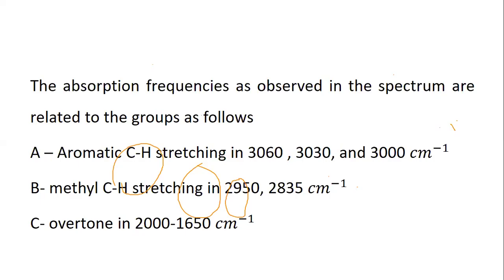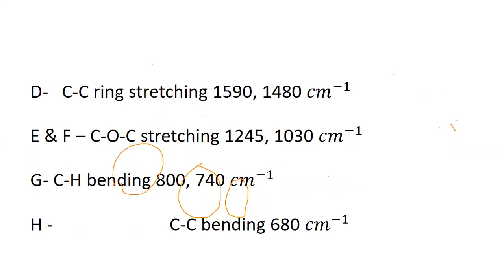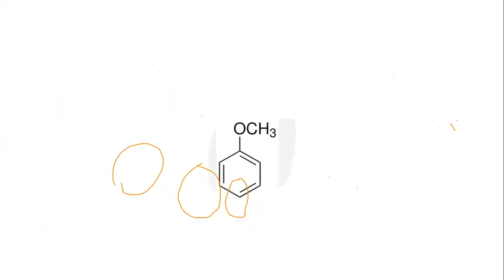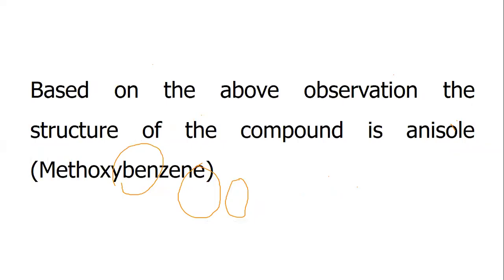Carbon-hydrogen overtone in the 2000 to 1650 per cm region. Carbon-carbon ring stretching at 1590, 1480; C-O-C stretching at 1245, 1030 per cm; C-H bending at 800, 740 per cm; C-C bending at 680 per cm. Based on the above observation, the structure of the compound is anisole, methoxybenzene.